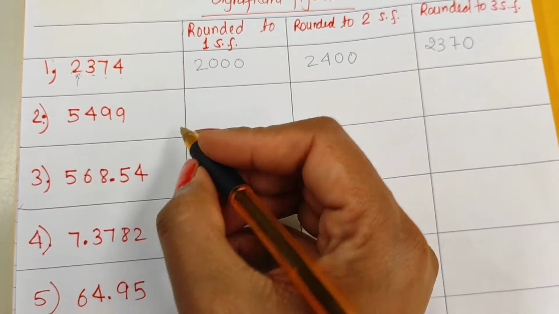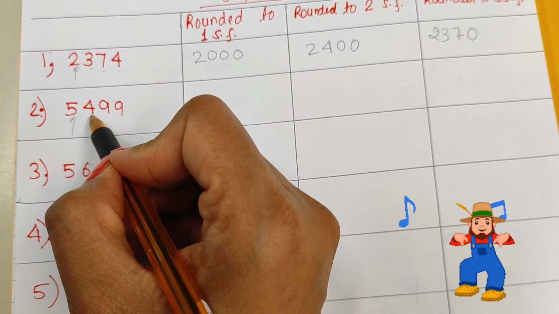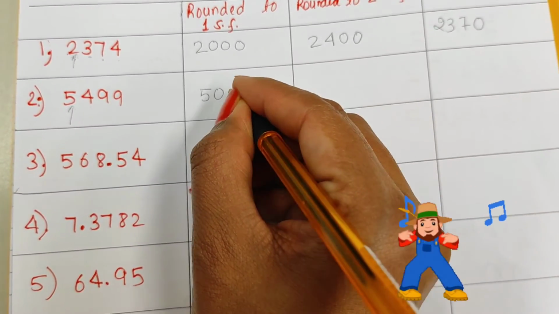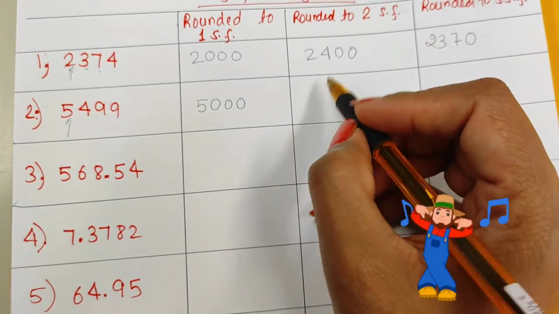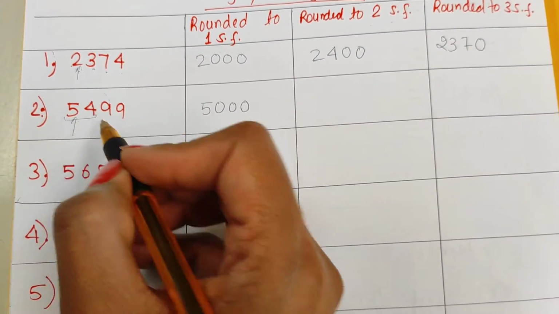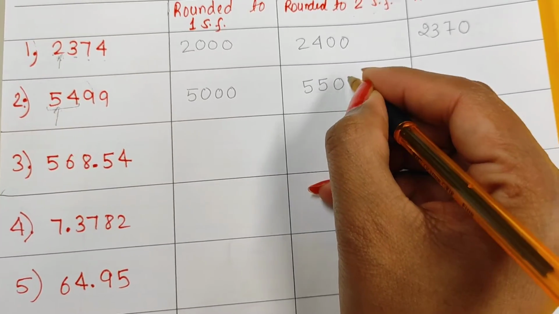Let's verify. Round it to one significant figure. That's my first significant figure. This is less than 5, so I will just write down 5, 0, 0, 0. Next one will be two significant figures, but I have to round this up. So this will become 5, 5, 0, 0.